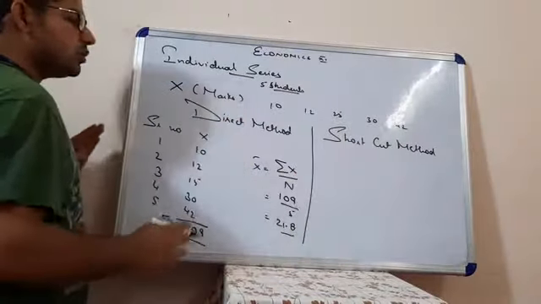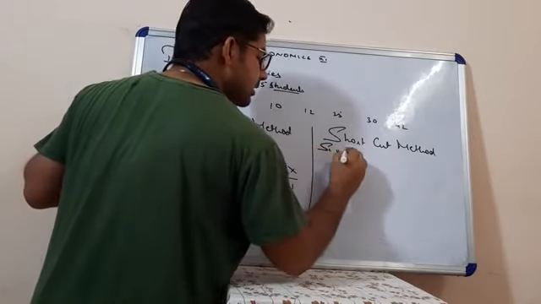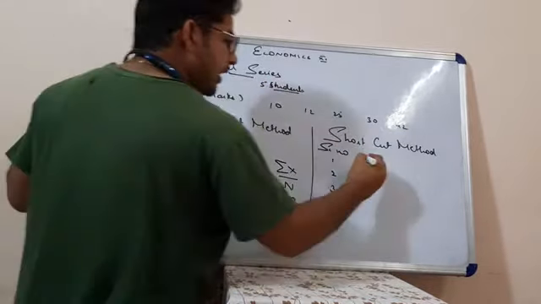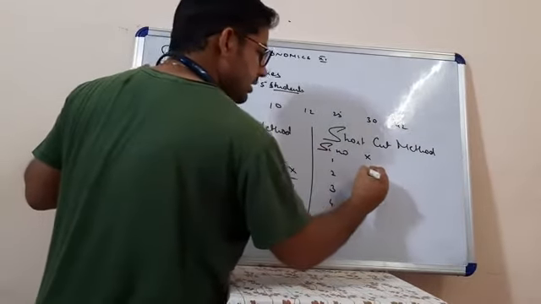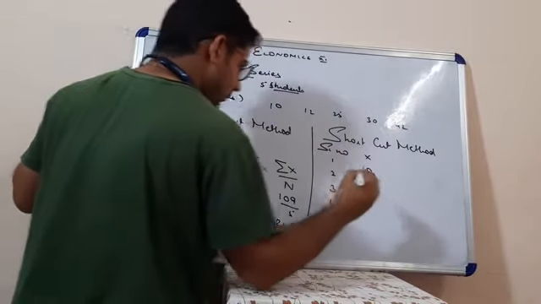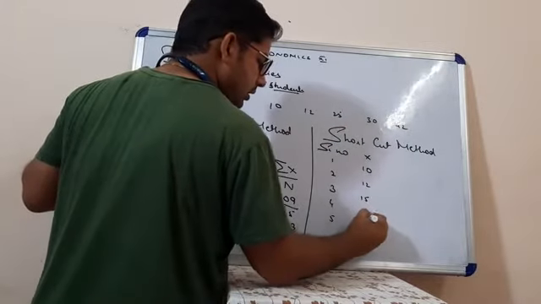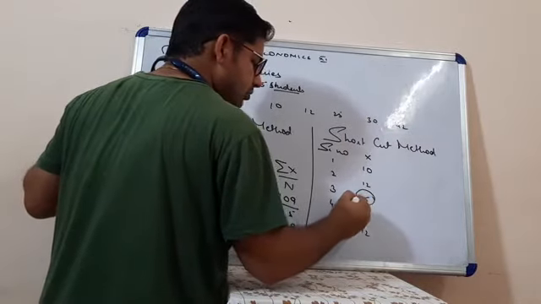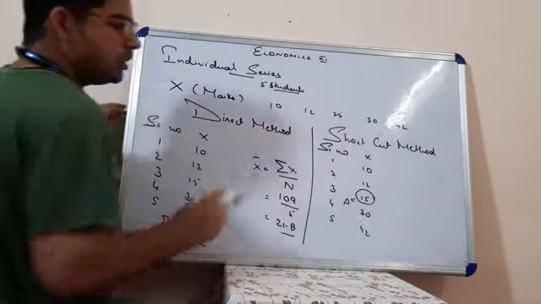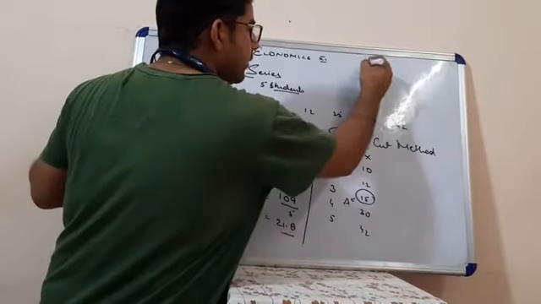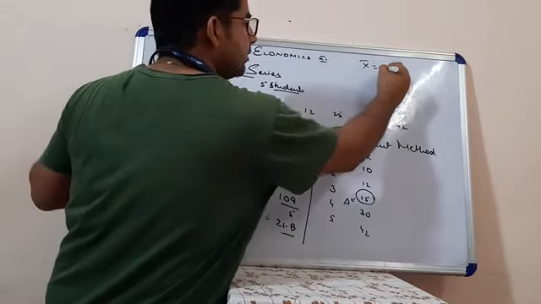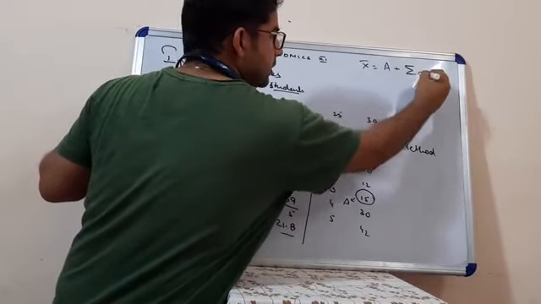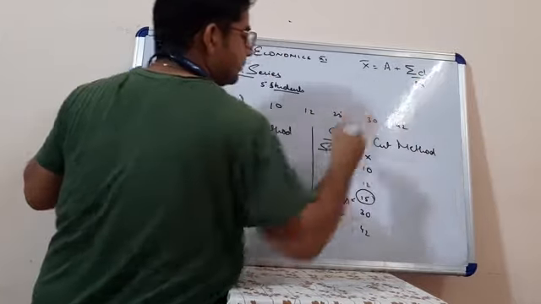So let's go by the shortcut method. Again we write the series, serial numbers 1, 2, 3, 4 and 5, and we have the x, that is 10, 12, 15, 30 and 42. We always try to take an assumed mean here, and the assumed mean should be taken from the middle of the series. So the formula for calculating by the shortcut method, please write down: assumed mean plus, don't call it sigma, it is summation of deviation upon n.